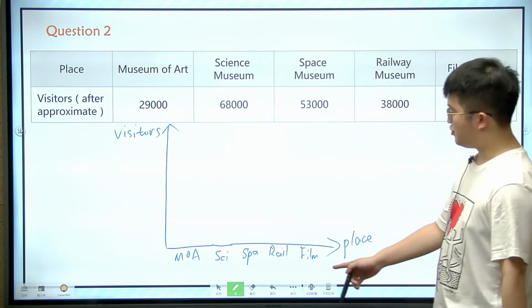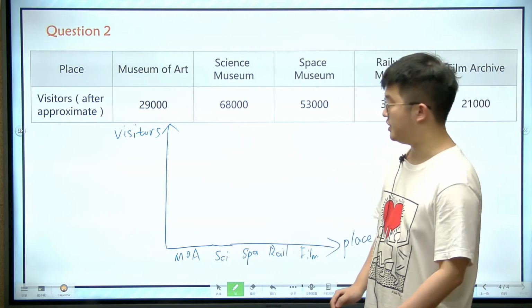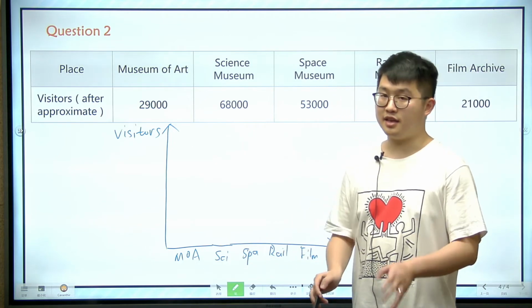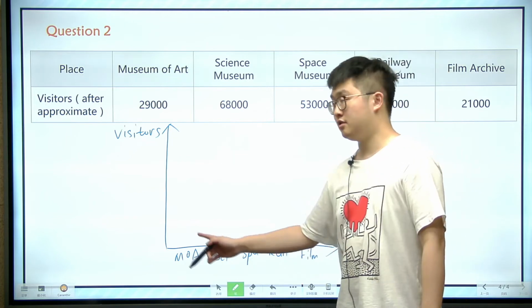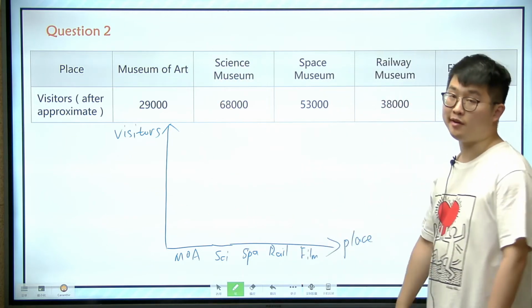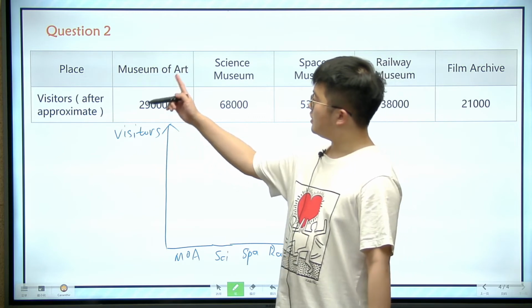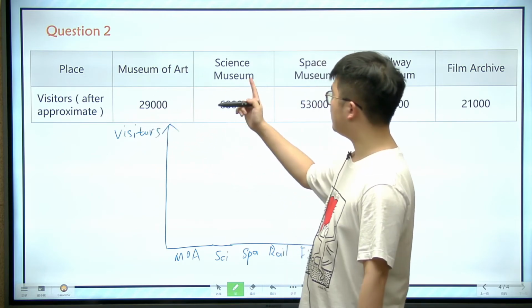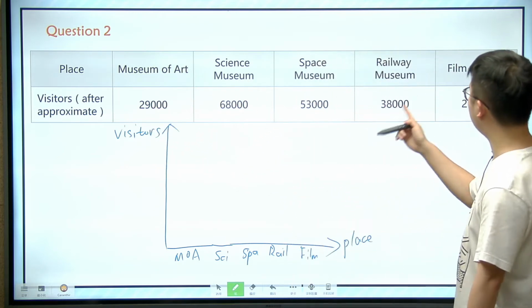Now, I've abbreviated this, but I hope you guys, if you are really in an examination, you better write down the whole name. And the first one would be 29,068, 53, 38, and 21.